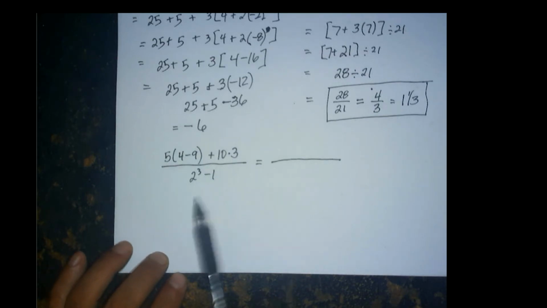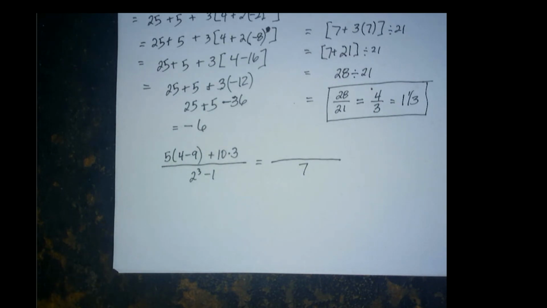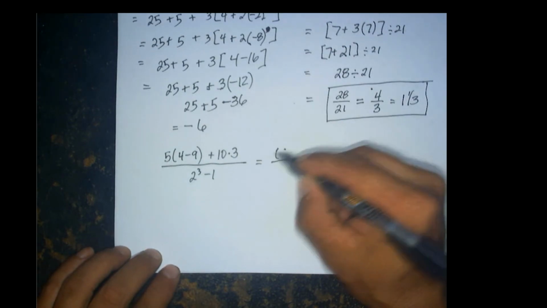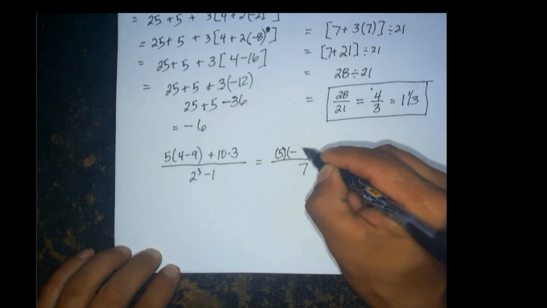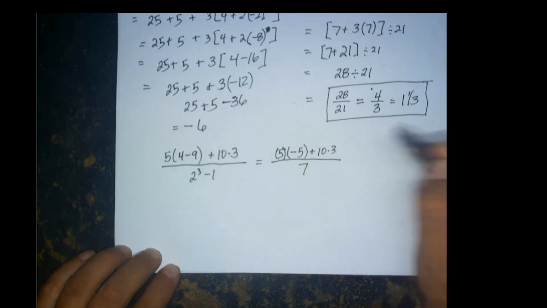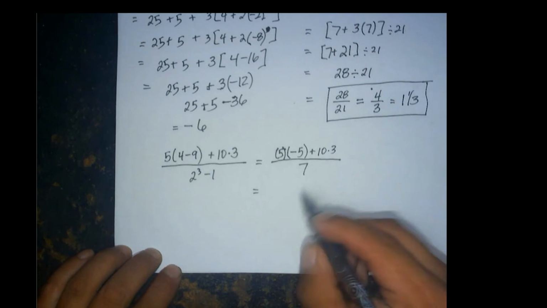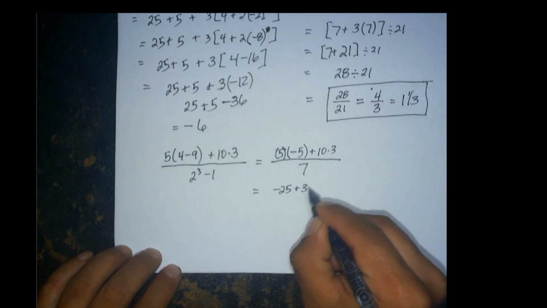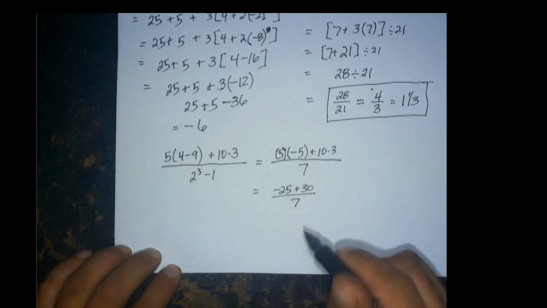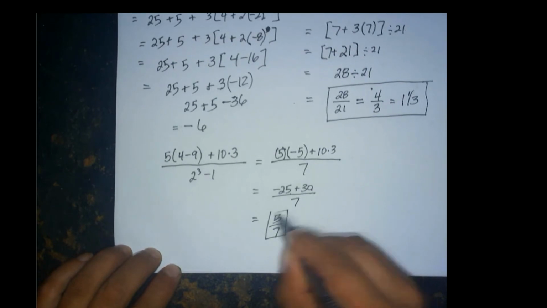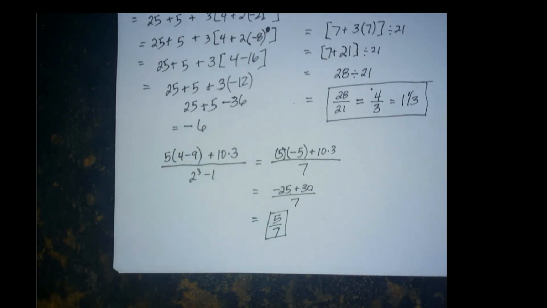So I'm gonna save us some time. I'm not gonna rewrite everything. I'm just gonna find the bottom number, it's easy. It's 8 minus 1, right? You see why it's 8 minus 1? Okay. And then we can rewrite the top. So this is 5 times 4 minus 9, which is negative 5, plus 10 times 3, right? Okay, which is negative 25, plus 30, which is 10 times 3, over 7. And 30 minus 25 is 5. Perfect. Easy enough? Ready for yours?